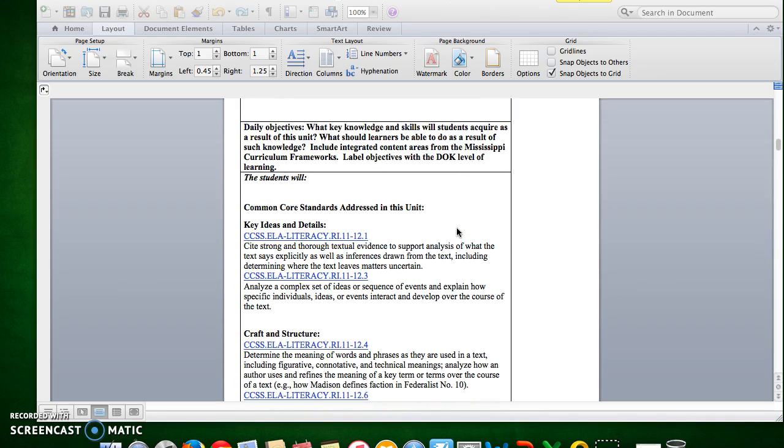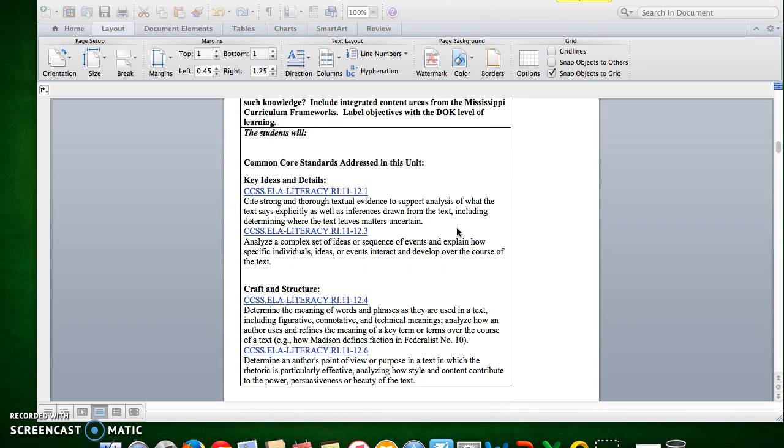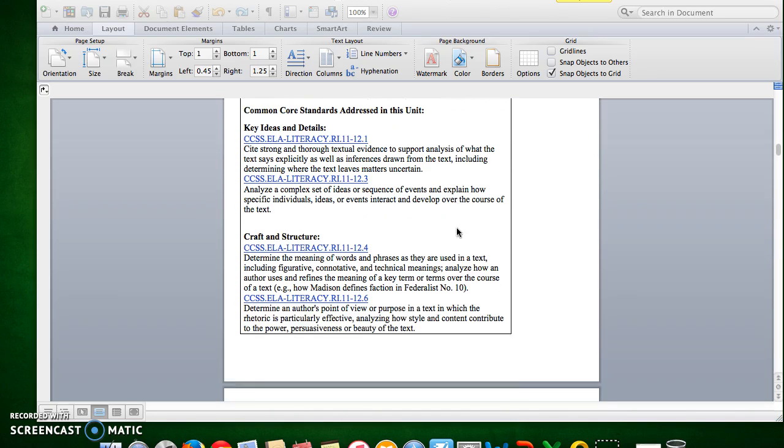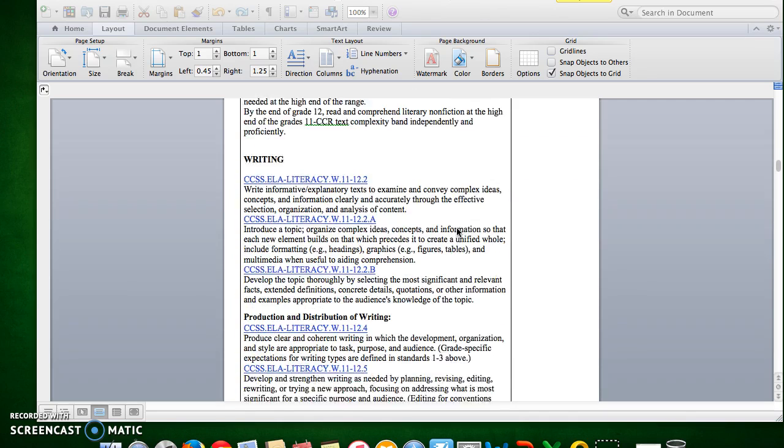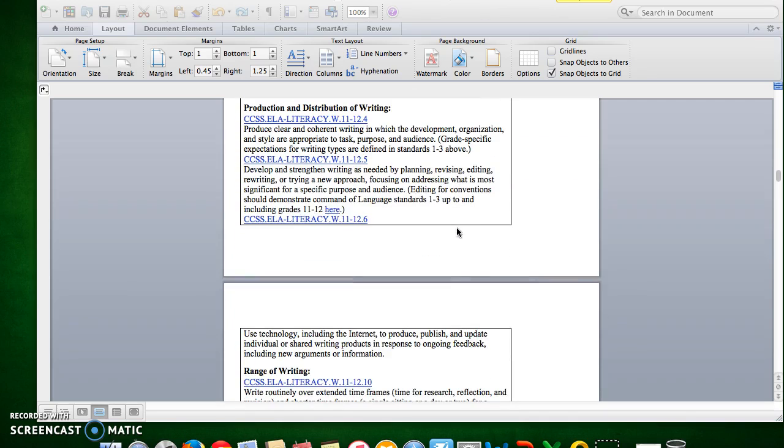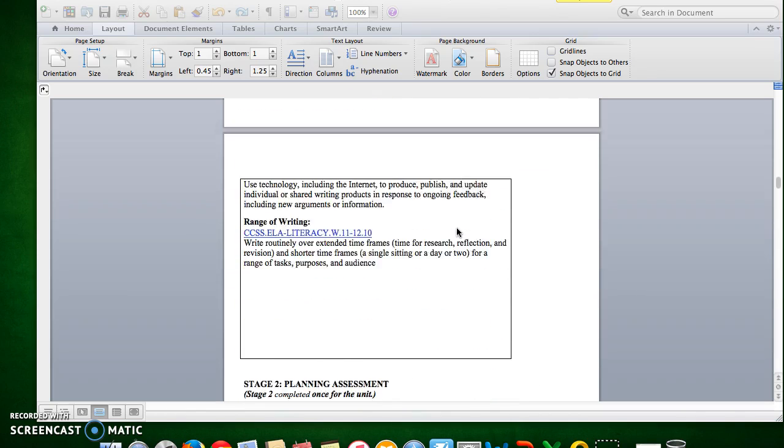And the Common Core standards are addressed in the unit. I teach 11th grade, so I have the reading standards, the writing standards, and the speaking and listening standards because we will be doing reading, writing, and presentations throughout this unit.